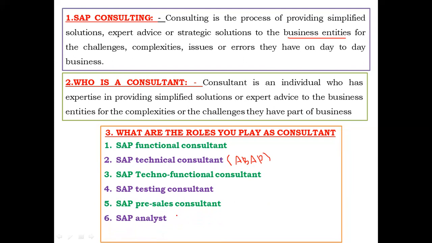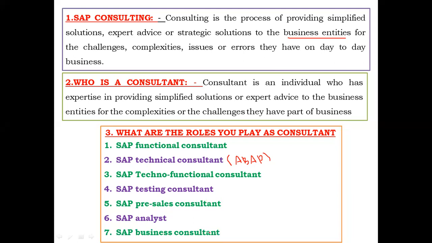SAP analyst. Of course, business users come up with a lot of issues, challenges, and complexities. We have to understand their business requirements, correct? So that's why an SAP analyst is required. Then SAP business consultant.